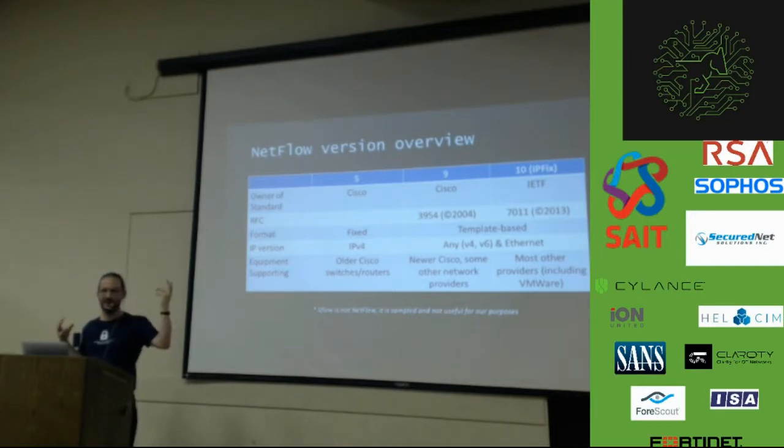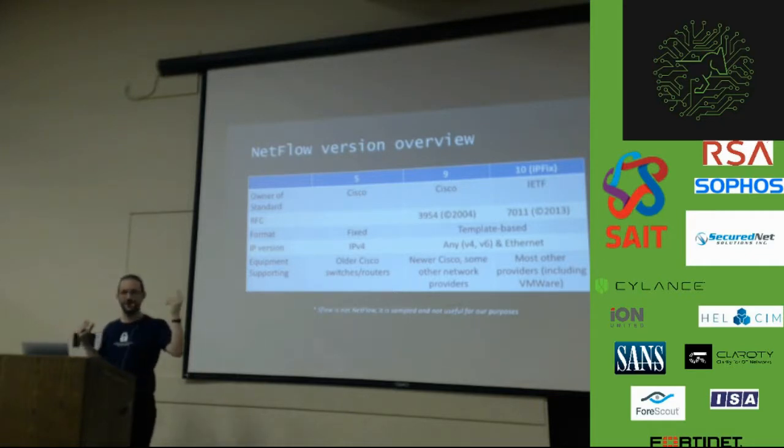Version 9 is actually probably the most common one you're going to get. It's template-based. Template meaning that you get a template sent every once in a while that describes what's going to come in the next packets, and then the packets get sent and match that template. This is really all the new equipment, but some other providers, I think Palo Alto is one of those, support Netflow v9 directly out of the box.